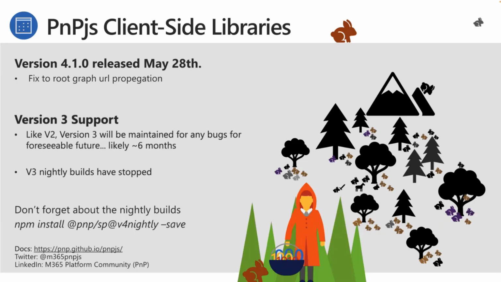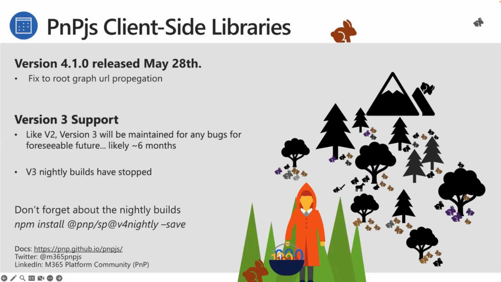So we've got some updates. We have a root graph URL propagation fix that was deployed as 4.1.0. We have a couple outstanding issues in the issues list, which we're working on actively, and there are a couple of bugs for, so keep a lookout on the next release after this. We did release version 4 last month. So if you're on version 3, please try to upgrade to 4.1.